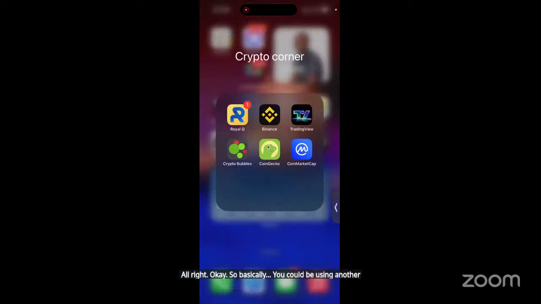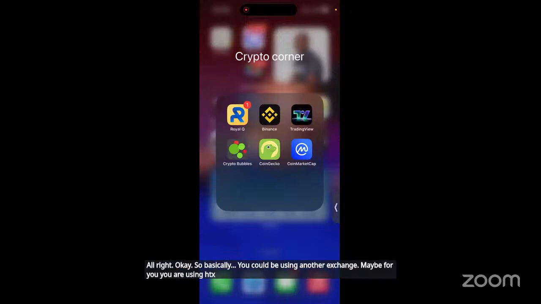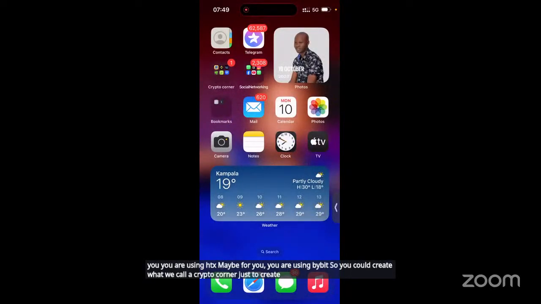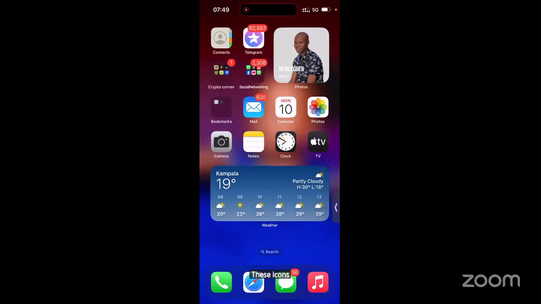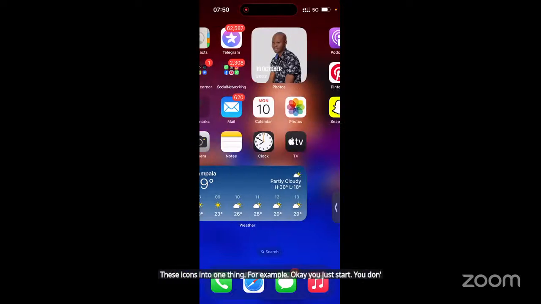Maybe for you, you are using HTX. Maybe for you, you are using Bybit. So you could create what we call a crypto corner. To create a crypto corner, you just bring these icons into one thing. For example, you just start, you don't need to have any logic.